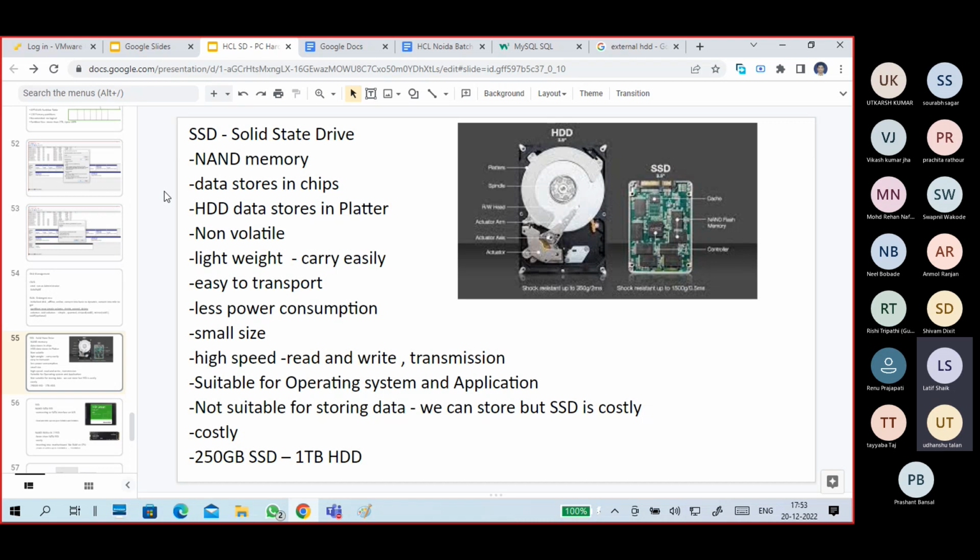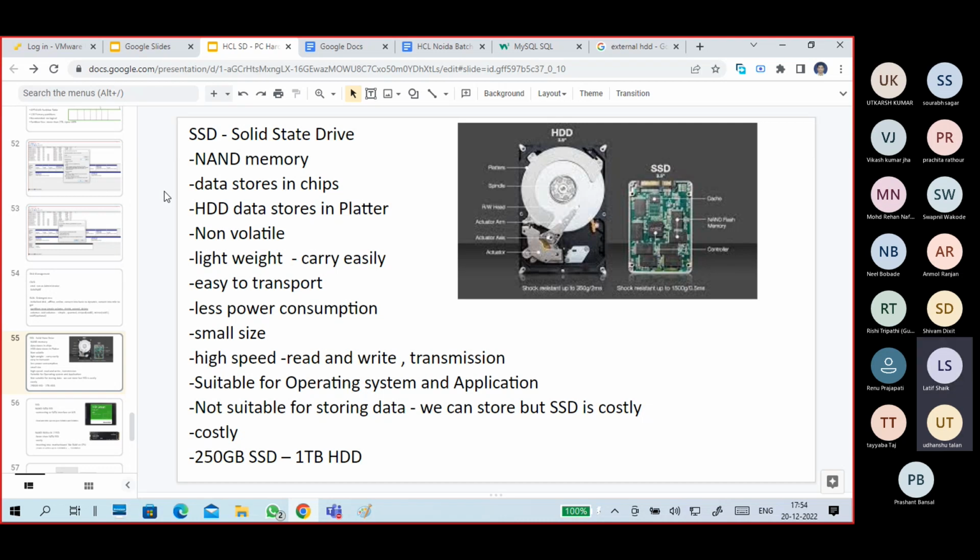SSD is lightweight compared to a hard disk. In a hard disk we have a platter, a spindle motor, an actuator arm, some permanent magnets, and a heavy circuit board. So the hard disk becomes heavy. SSDs do not have anything like that. That's why it is a simple circuit. It is lightweight, easy to carry, small in size, easy to transport, and consumes very little power. Power consumption is also very low.